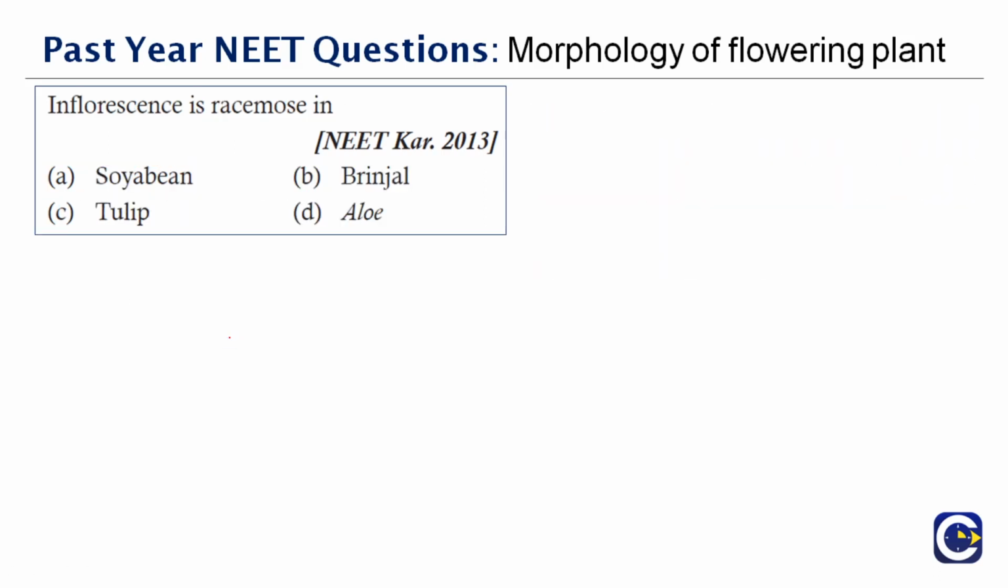Next question here. Inflorescence in racemose is in dash. So just now I told you, right, inflorescence is in the family Fabaceae. For example, soya bean, all these come under it. Now when I say soya bean, it is racemose. In the family list, you have other families also which come under this. You have tulip and all that.